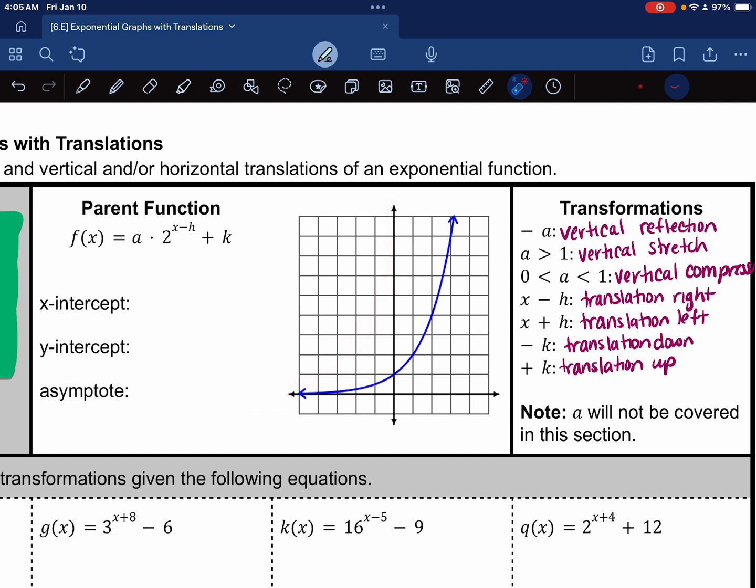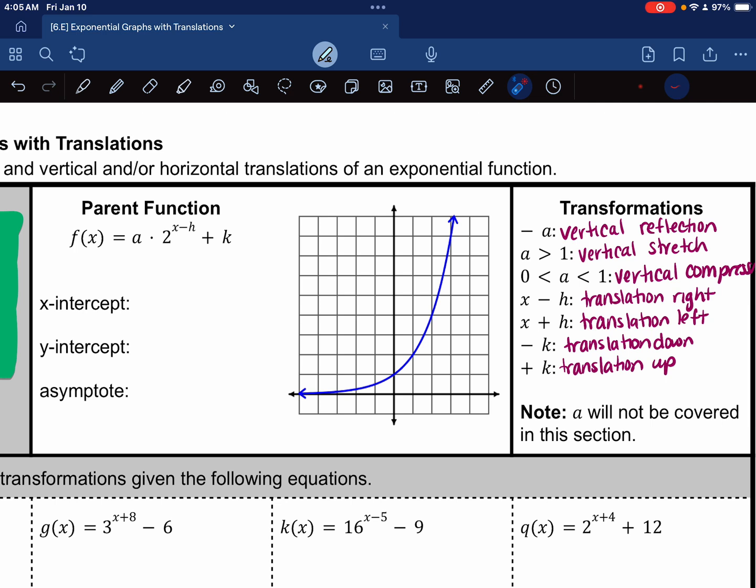Now the k behaves just like you think it would. Notice that the k is written at the same level as your base and as your a. And so if you have a subtraction of k, it's going to slide the graph down. And if you add k, it's going to slide the graph up. Now, exponential graphs are just really hard to read, so we're not going to worry ourselves about the a in this section, okay? We're going to mostly focus on h and k and just make sure that you know how it slides around the graph.